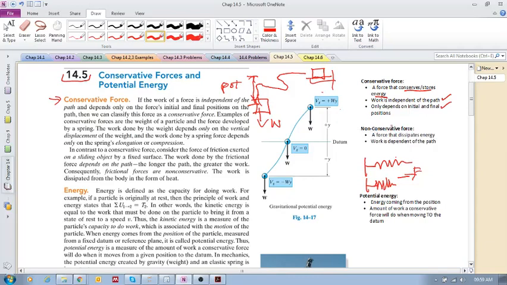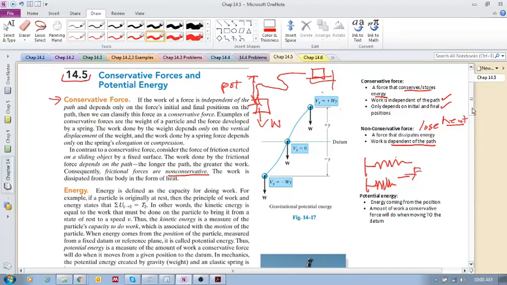A non-conservative force is a force that dissipates energy. We lose the energy to heat mainly. We can't get that energy back. With a conservative force, you store it so that you can recover the energy. But with a non-conservative force, we lose that energy mainly due to heat. And the work of that force is dependent on the path. All right?